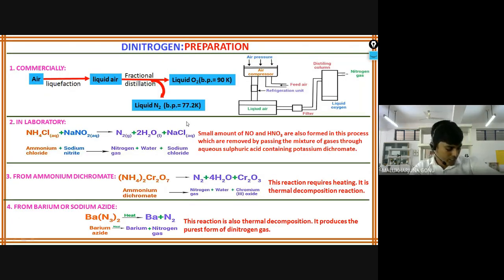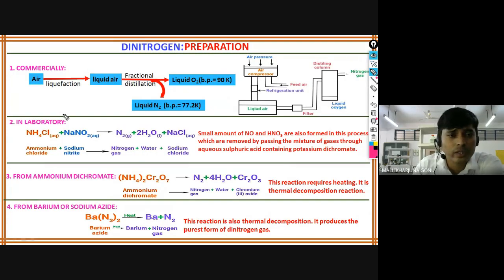Next, nitrogen compounds. In 15th group compounds, regarding this in the syllabus, how to prepare dinitrogen is there. It is by fractional distillation. One way is to prepare it from fractional distillation. So how can that be prepared? Air will be liquefied first at lower temperature. That will be fractional distillation.